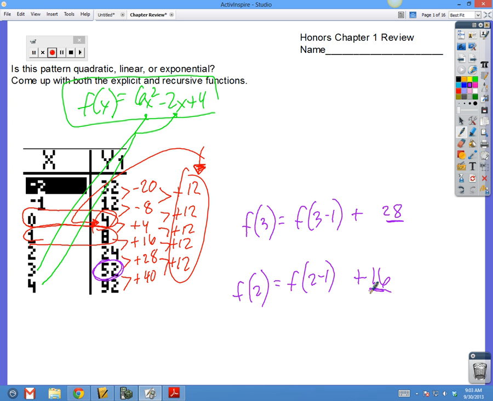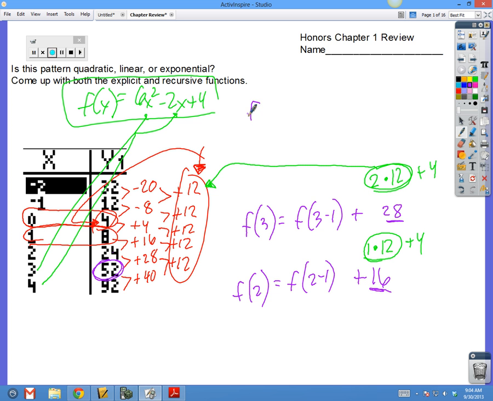So here we go. 28 and 16 come from this right here. 28 is actually 2 times 12 plus 4. 16 is actually 1 times 12 plus 4. So why am I timesing them by 12? Because 12 is your constant change. You are always going to times by 12. Always by 12.